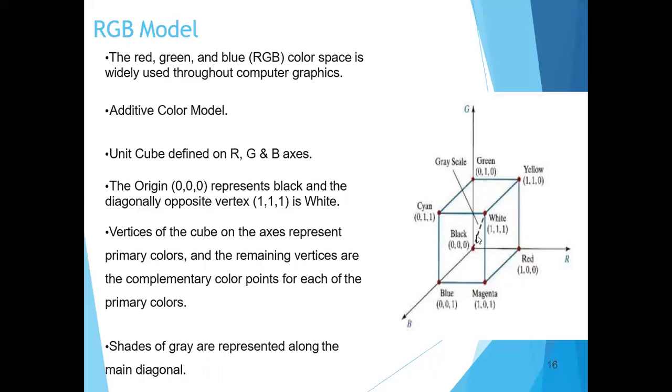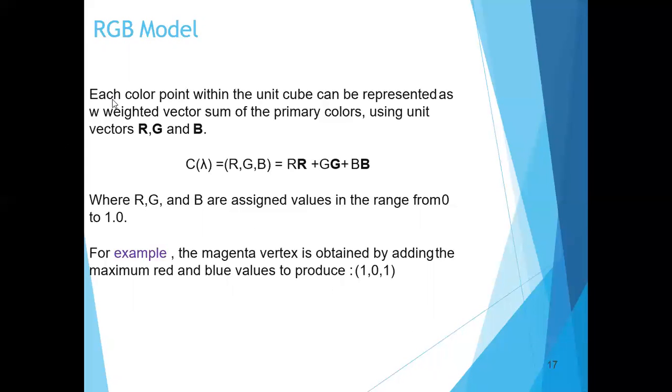So the shade between black and white is called the gray color. The shades of gray are represented along the main diagonal. This is your RGB color model, which is represented in terms of a unit cube. Each color point within the unit cube can be represented as a weighted vector sum of the primary colors. That means by adding R, G and B, I can get my RGB color model.